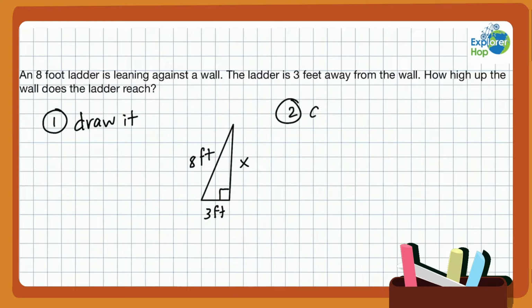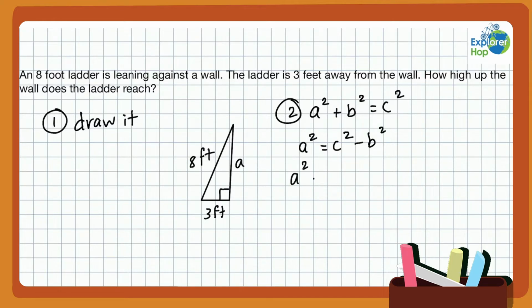The Pythagorean Theorem tells us that a squared plus b squared equals c squared. Therefore, a squared equals c squared minus b squared, because we have b, which is 3 feet, and we have c, which is the hypotenuse, 8 feet. And now we can just substitute in our values to solve for a squared. So let's actually label this a squared to make it easier for ourselves.